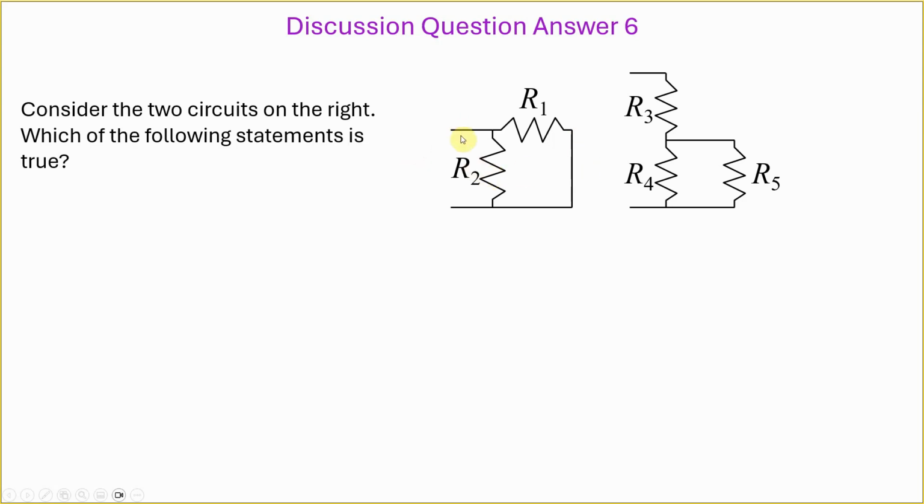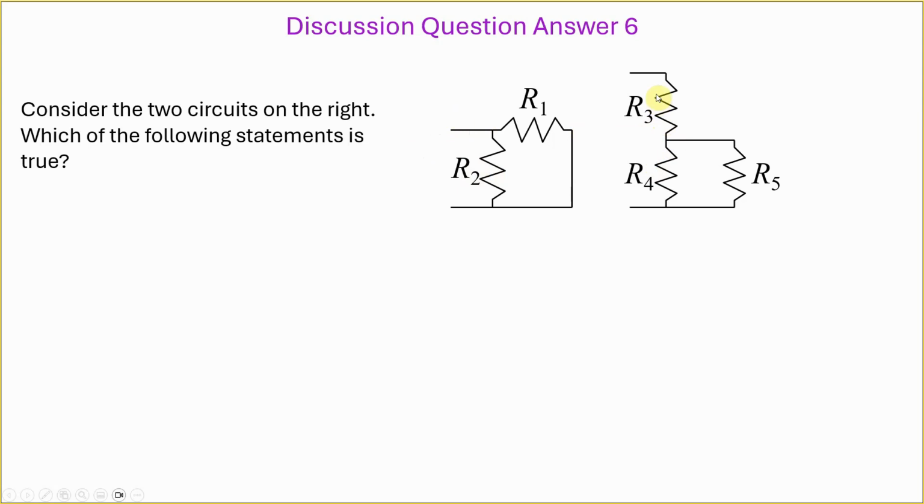You can also think about it another way. Let's say the current comes in this way, and then it sees two branches, so the current divides out. If the current is dividing out, they cannot be in series. So R1 and R2 cannot be in series, alright? So they have to be parallel.